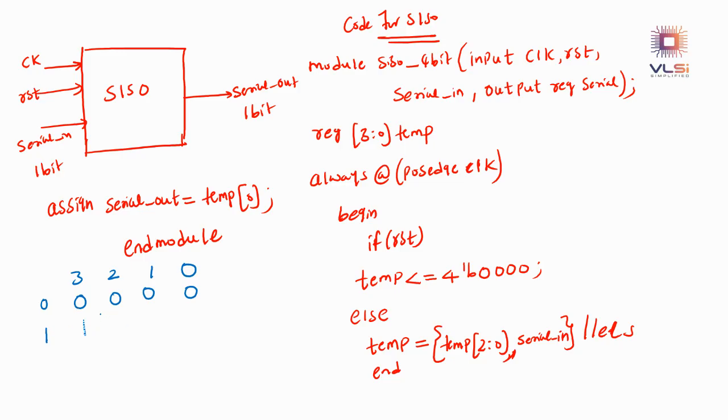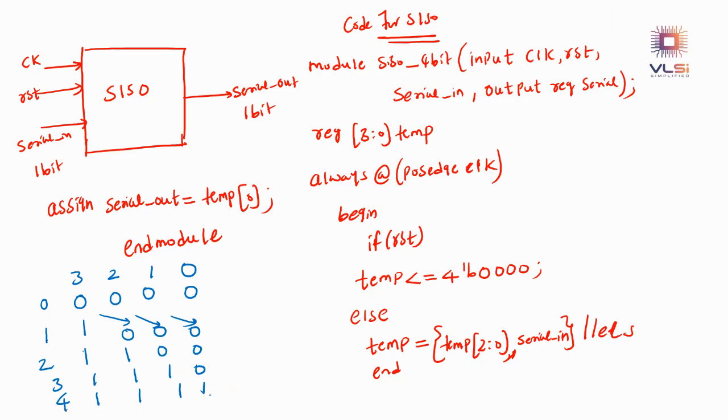Okay. At the second clock cycle, one will be added, loaded, and this will be shifted. Here you are getting 100. At the third clock cycle, one will be added and this will be shifted. You are getting 110. At the fourth clock cycle, one will be added, so all the bits will be loaded. Okay, and at last, at the fifth clock cycle, you are getting the serial out at the 0th bit. Okay, so that is the only change.